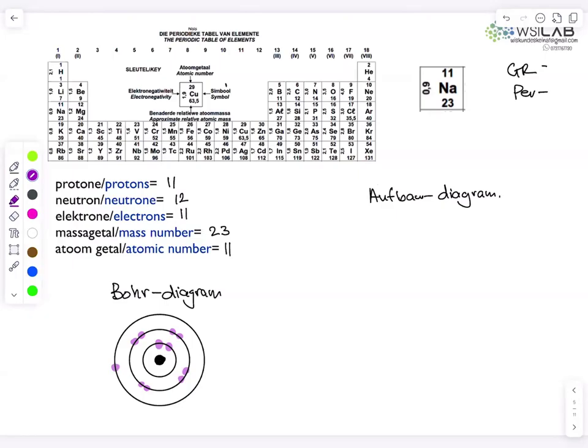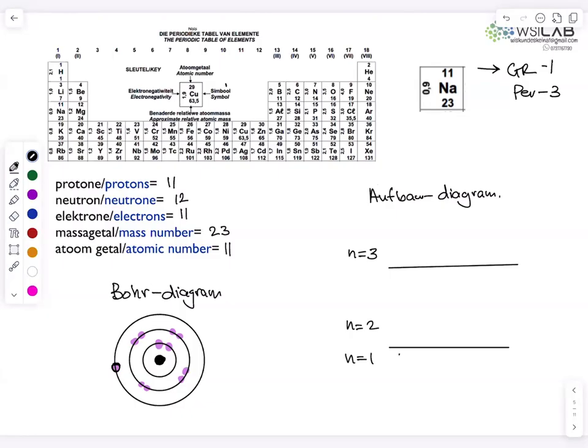Okay. So what does group one mean again? Group one means that there's only one electron in the outer energy level. And period 3 means there are 3 energy levels where electrons can move. Okay, and then the Aufbau diagram will have 1, 2, and 3. Okay, you're going to draw it.